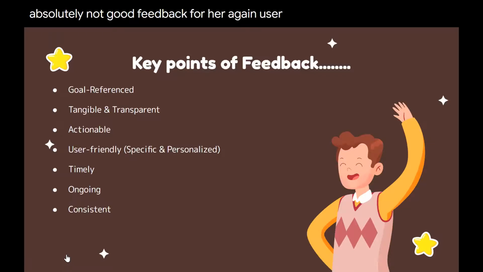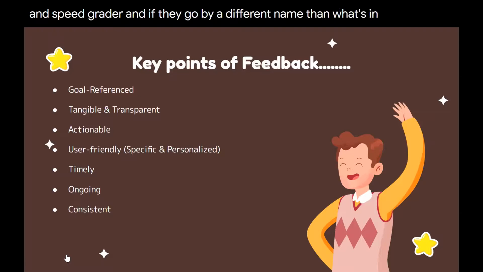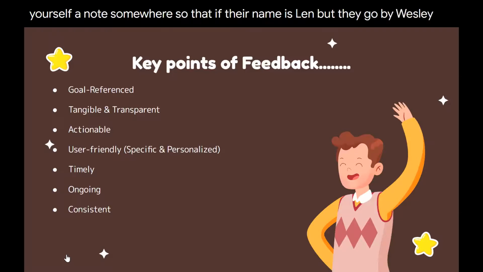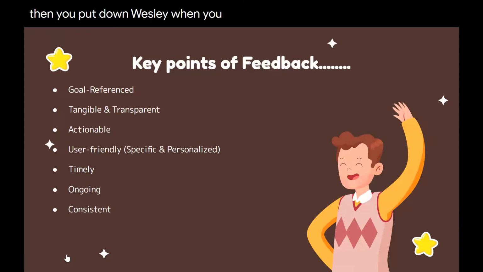Again, user-friendly. Is it specific and is it personalized? Use the name of the student when you're writing the comments in SpeedGrader. And if they go by a different name than what's in Canvas, make yourself a note somewhere so that if their name is Alan, but they go by Wesley, then you put down Wesley when you write their comments.